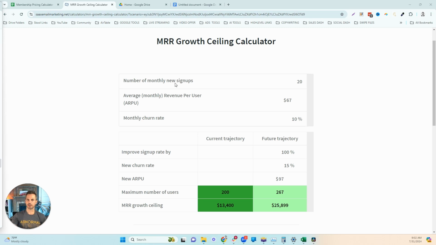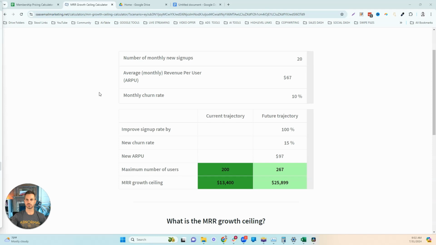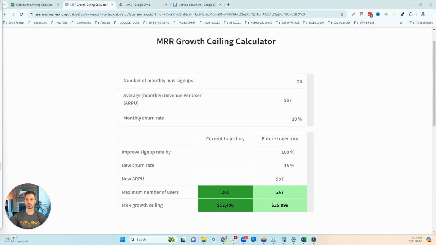So what you're looking at here is an MRR growth ceiling calculator. This is going to show you your growth ceiling based off of how many members you think you can bring in each month, an estimate of your churn rate, and what you're planning for your initial pricing. So then once you have your initial pricing over here, you can actually compare it to your future numbers, what they might look like if you were to make some adjustments around your new member signups, your churn rate, or your pricing. So I did this for my community.